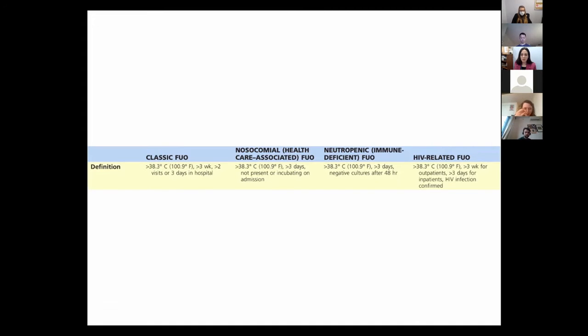And that's actually, so the IDSA guidelines define severe neutropenia as an ANC below 500, with negative cultures, blood cultures. Then HIV is in the setting of HIV infection.